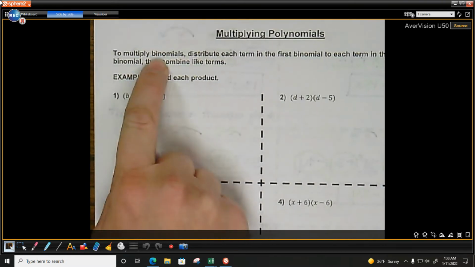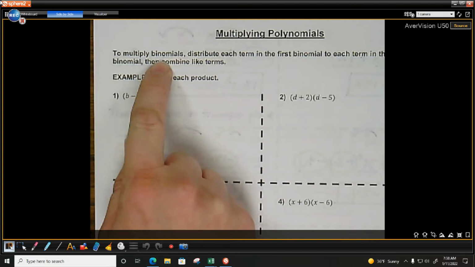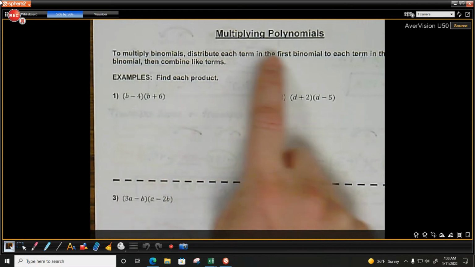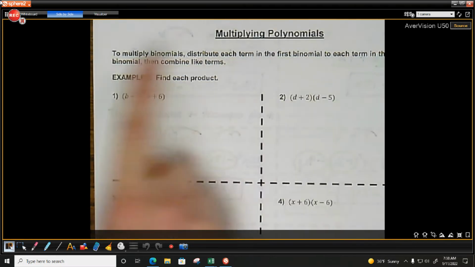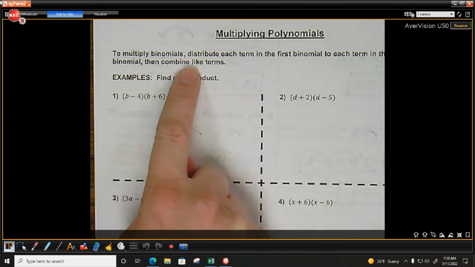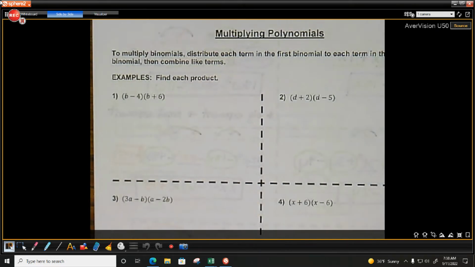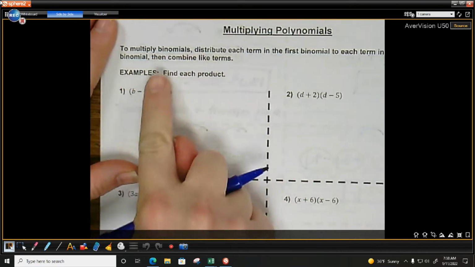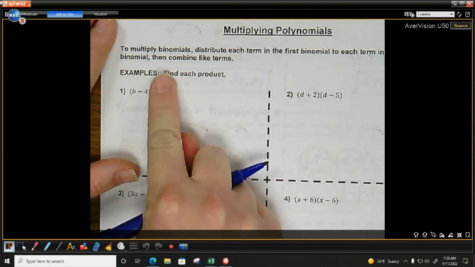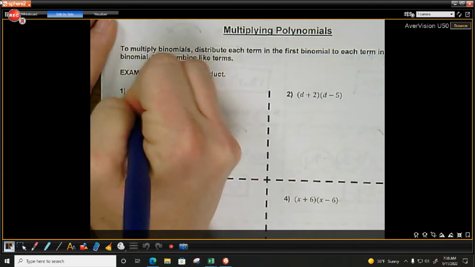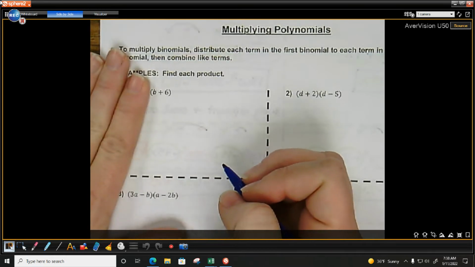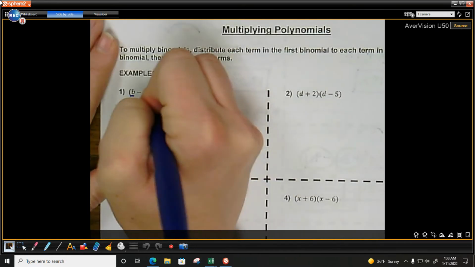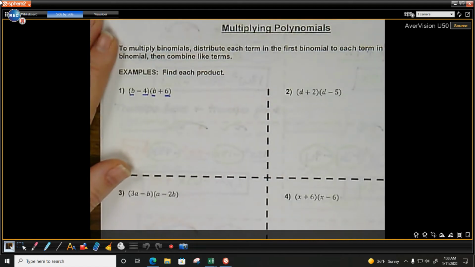So, we're going to multiply with binomials. Bi means how many? 2, so 2 terms. You're going to distribute each term in the first binomial to each term in the other binomial, and then combine like terms. Okay, so our first step is to determine how many terms there are. In this first parenthesis, how many terms are there? 2, the b and the -4. How many terms are in the second parenthesis? 2. This helps us figure out the dimensions of our Punnett square.